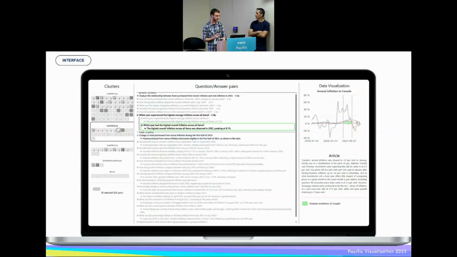So this can be represented like this, with our interface divided into three columns. In the third column, we can see the journalistic data materials with the data visualization and the press article. We can also see a segment of this information highlighted in green that is directly linked to the current QA that we can see in the central panel. This central panel will represent all QA textually.